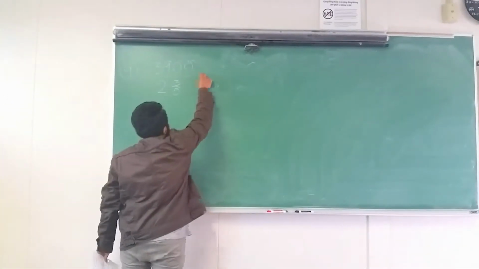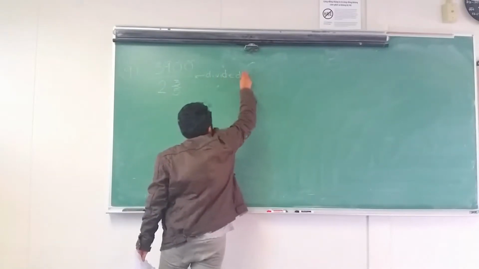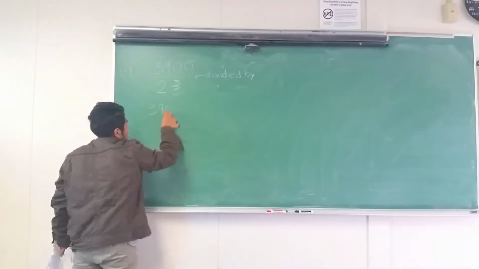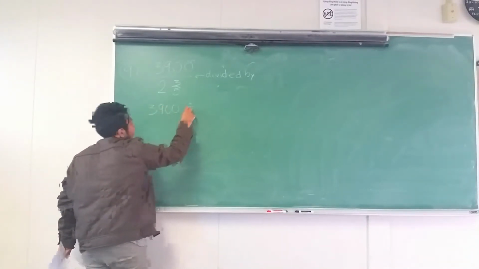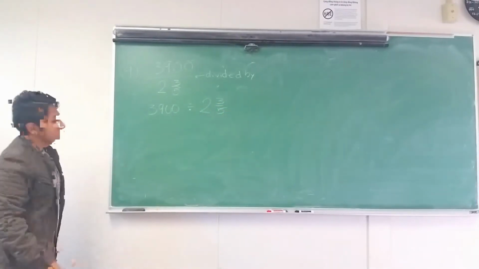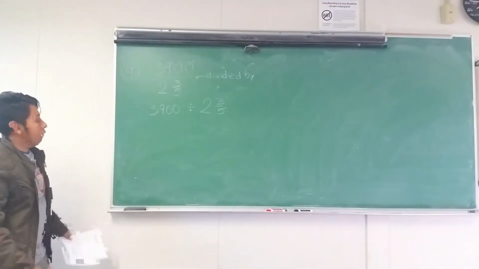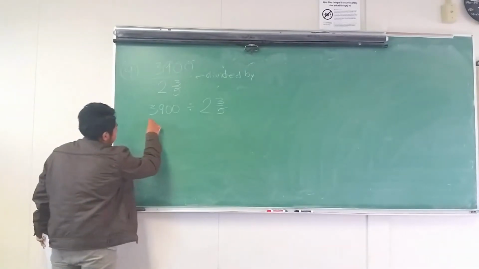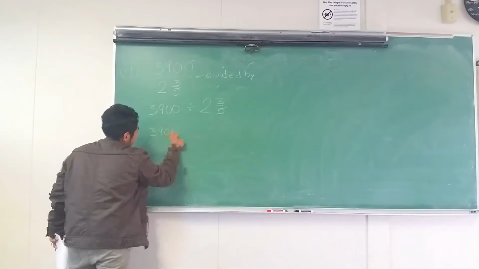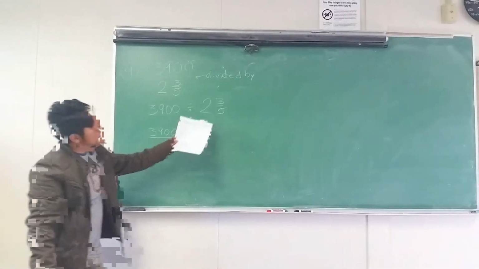But recall that this fraction bar also means divided by. So I can rewrite that as 3,900 divided by 2 and 3/5. Now, as in our previous steps, we have to check that each of them is a fraction, but this 3,900 is a whole number. I must make it a fraction by putting a 1 underneath. So that will be 3,900 over 1 divided by, what is the outcome of this?